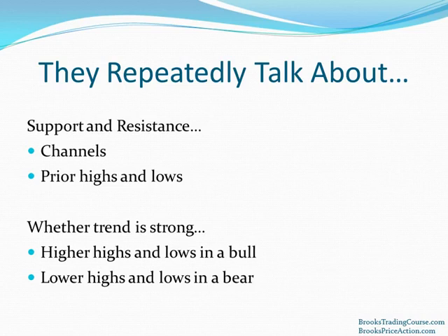They also talk about whether the trend is strong. Is the market continuing to make higher highs and lows in a bull, or is it making lower highs and lower lows in a bear? This is the stuff that they're talking about. They're not talking about harami patterns, dark cloud covers, hanging man patterns. And why is that? Because those things don't help them make money, or at least they don't help nearly as much as these things. These are the keys to making money, not candlestick patterns.